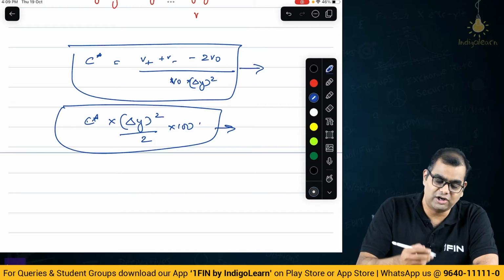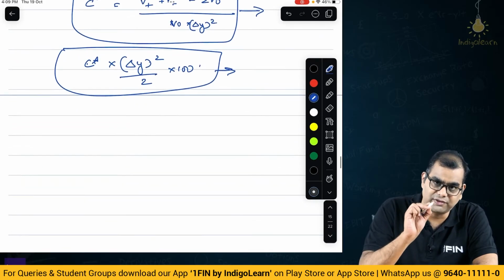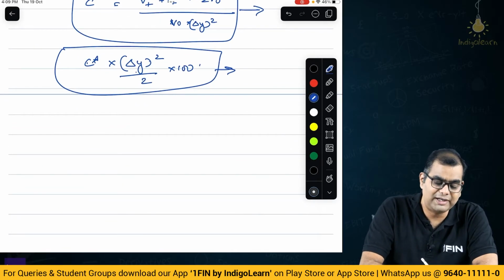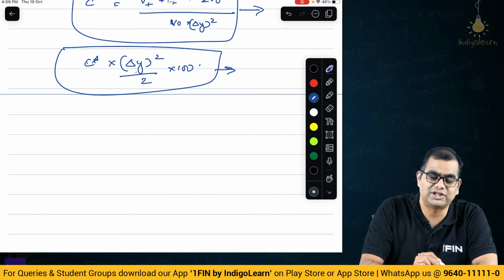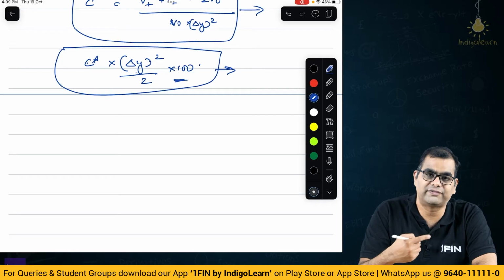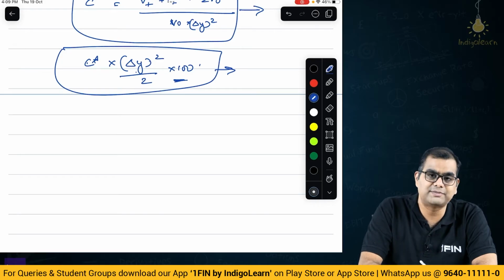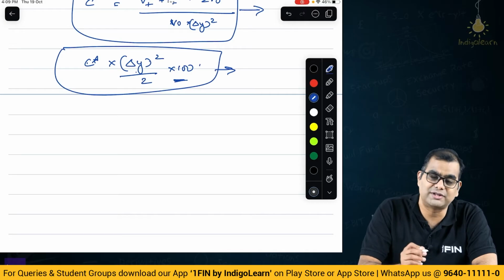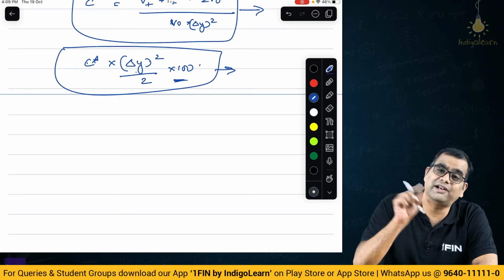Then, because this is a second order change and the change is in terms of percentage change of yield, you are multiplying it by the percentage change in yield whole square and into 100. Into 100 is to bring out the fact that this delta Y is basically a percentage, so you are converting that into numeric. This will give you the change in price. But again, this change in price is only the convexity effect.